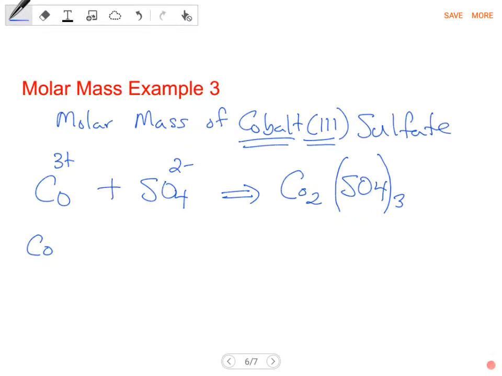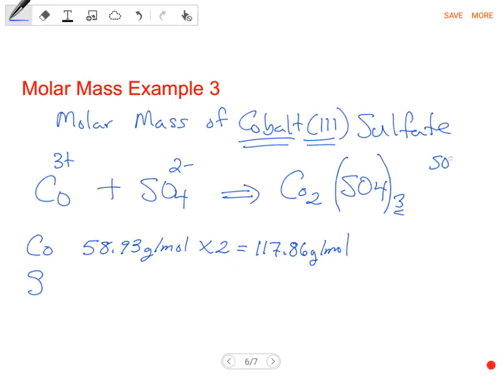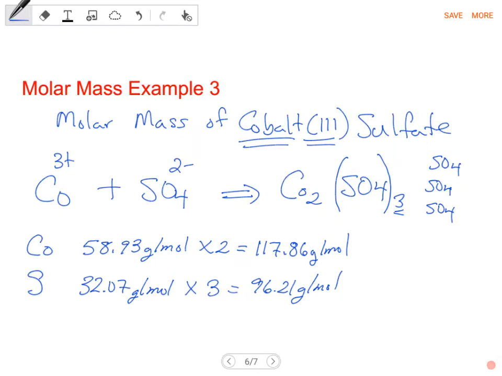So we have cobalt. Cobalt has an atomic molar mass number of 58.93 grams per mole. We have 2 of them. So 58.93 times 2 gives you 117.86 grams per mole. How many sulfurs do we have? Well, we have 3 SO4s. So SO4, SO4, SO4. I count 3. So we have to use a number there of 32.07 grams per mole times 3. And that gives us a value of 96.21 grams per mole. And finally, we have the issue there with the oxygens.